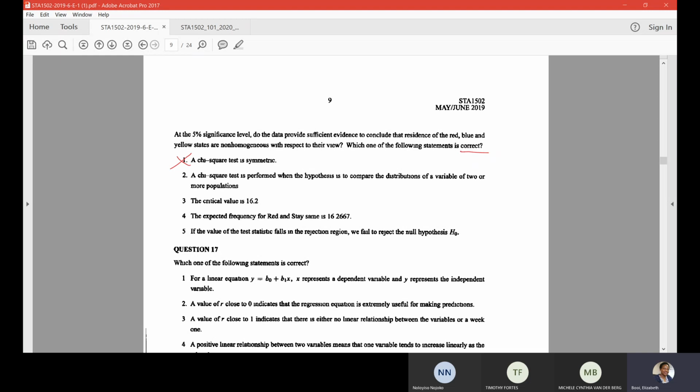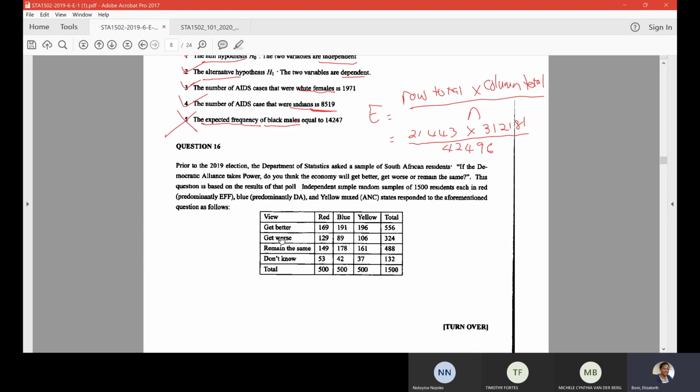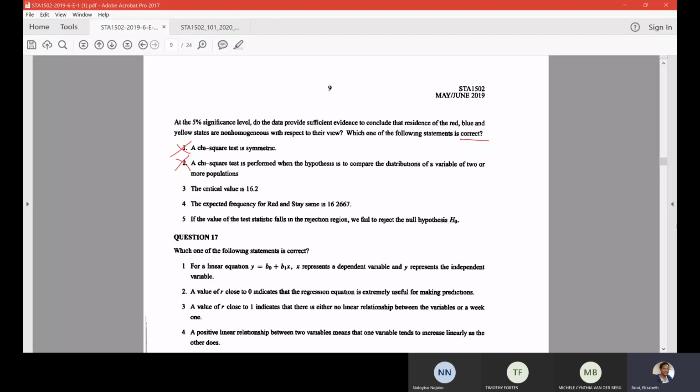A chi-square test is performed when the hypothesis is to compare the distribution of variables of 2 or more populations. Nope, we're comparing the variables, 2 or more variables. If you look at this, it's not by population, this is one population. We're looking at the categorical data. So this is also not correct.